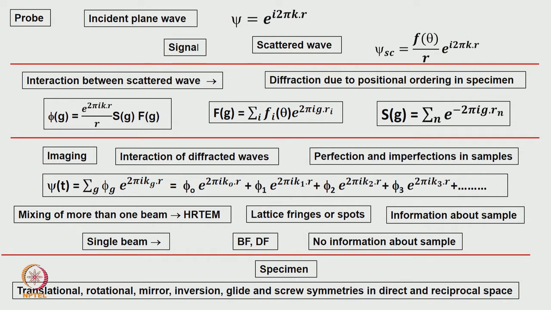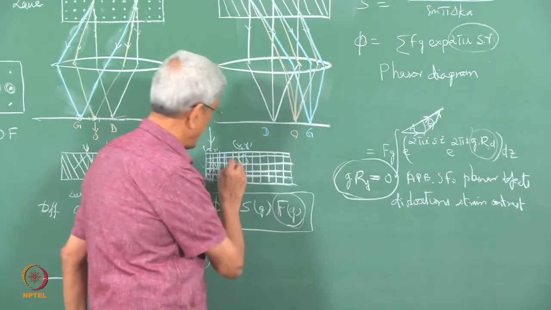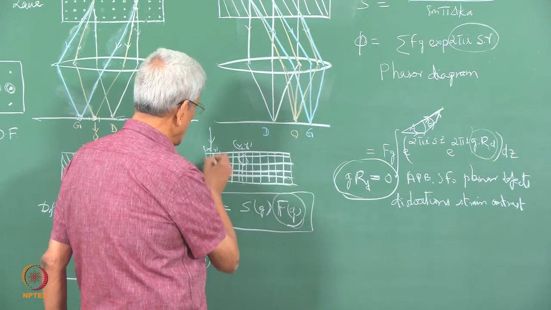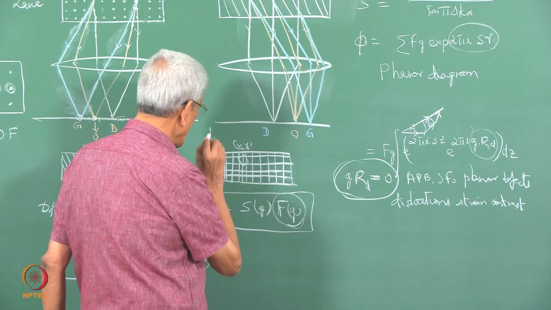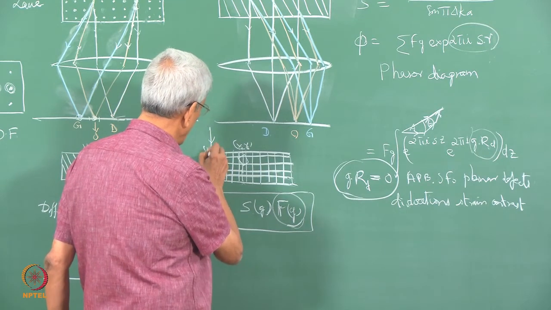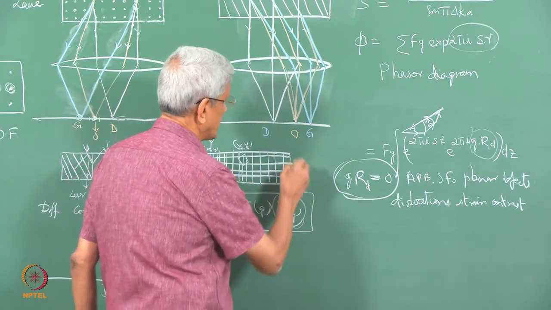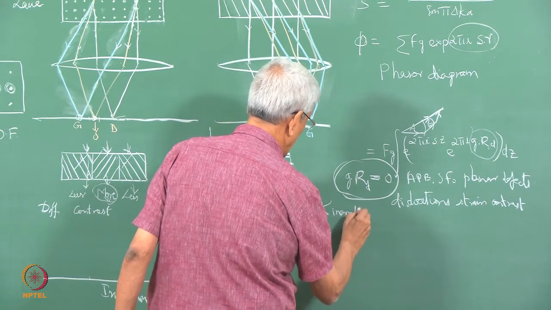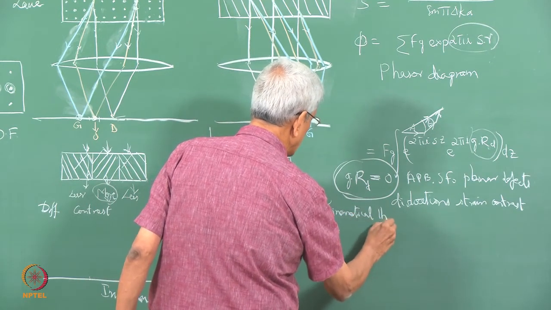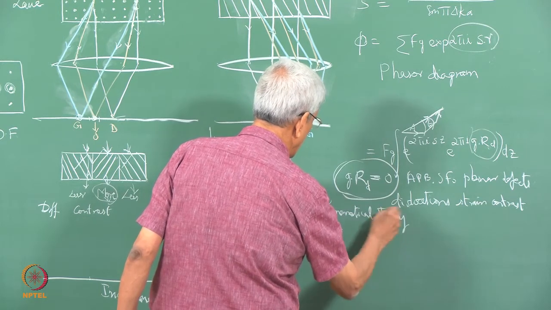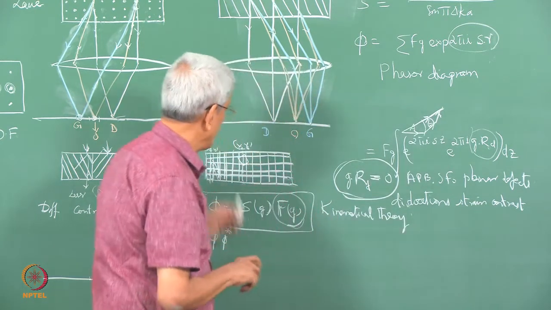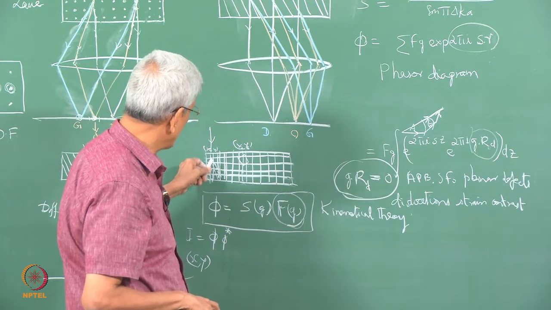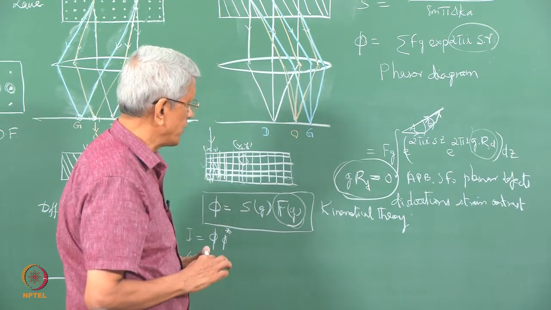In the derivation of this expression, we have assumed that only one scattering event takes place for the beam which is entering. So, that is why this is called the kinematical theory. But in fact, when the electron beam enters into the sample, multiple scattering takes place, for which the dynamical theory has to be invoked.